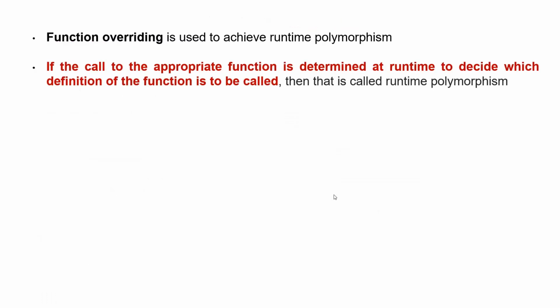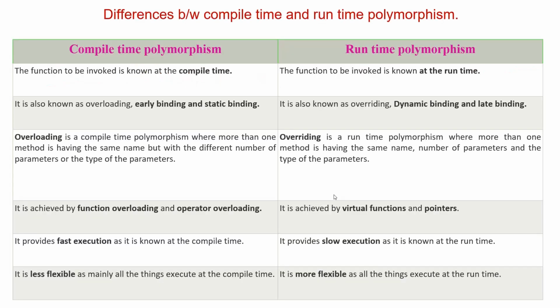Function overriding is used to achieve runtime polymorphism. If the call to the appropriate function is determined at runtime, to decide which definition of the function is to be called, then that is called runtime polymorphism. Now we'll discuss the differences between compile time and runtime polymorphism.